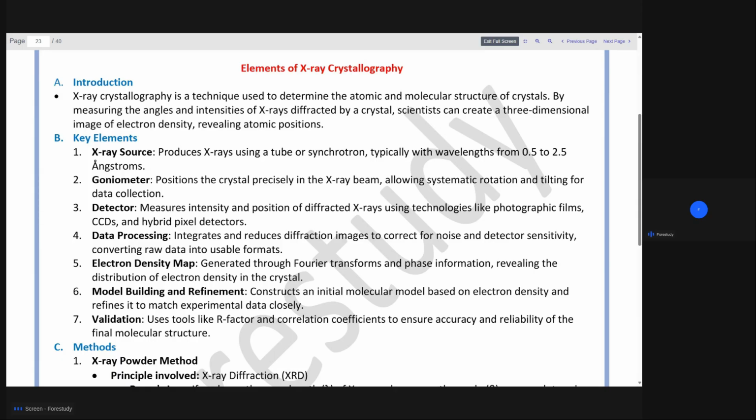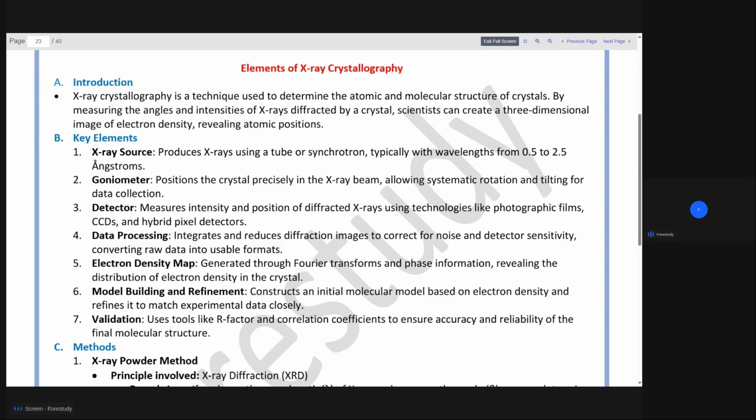The goniometer positions the crystal precisely in the X-ray beam. It is actually a stage where you position the mineral, allowing systematic rotation and tilting for data collection. So it can move 360 degrees. It can move the crystal at different angles, so that the X-rays fall at different angles and give data based on different angles. We need all these things. We will go through this later.